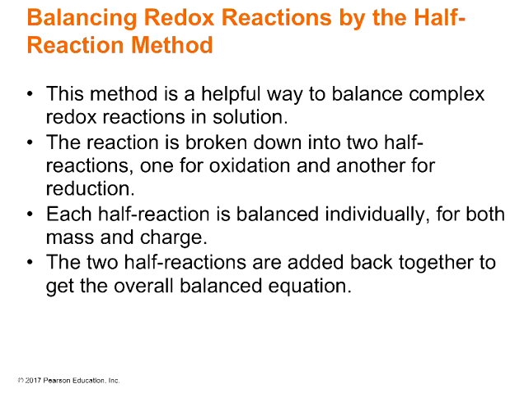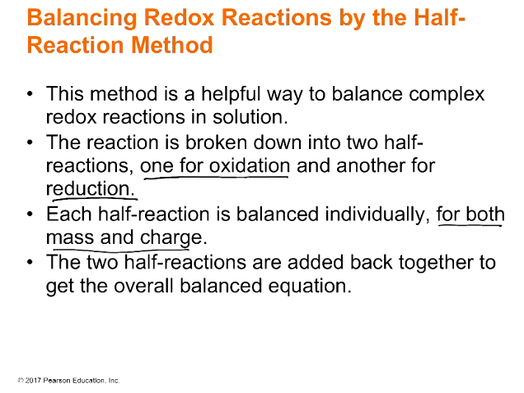All right, so once we have half reactions for a redox reaction, we can also write an overall reaction, but first we have to balance the half reactions. So there is a method we can use to balance complex redox reactions in solution. So again, we break the reaction into 2 parts, or 2 half reactions, one for oxidation and another for reduction. And then each half reaction is balanced individually for both mass and charge.